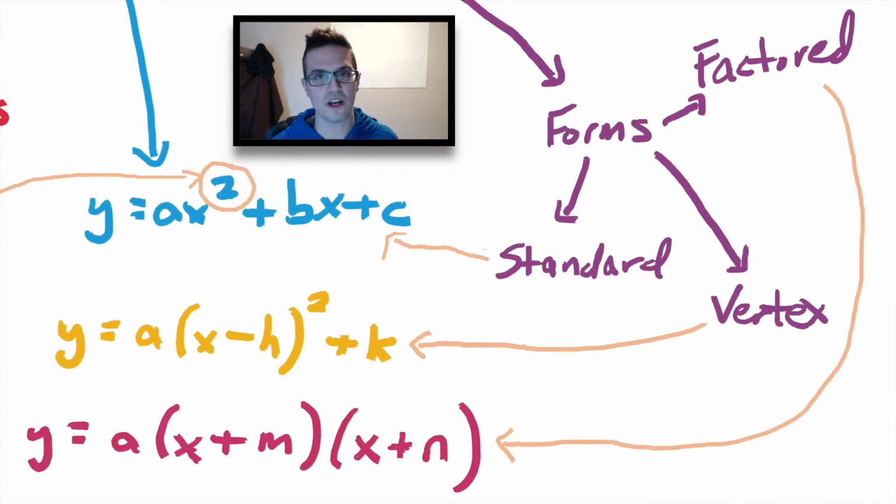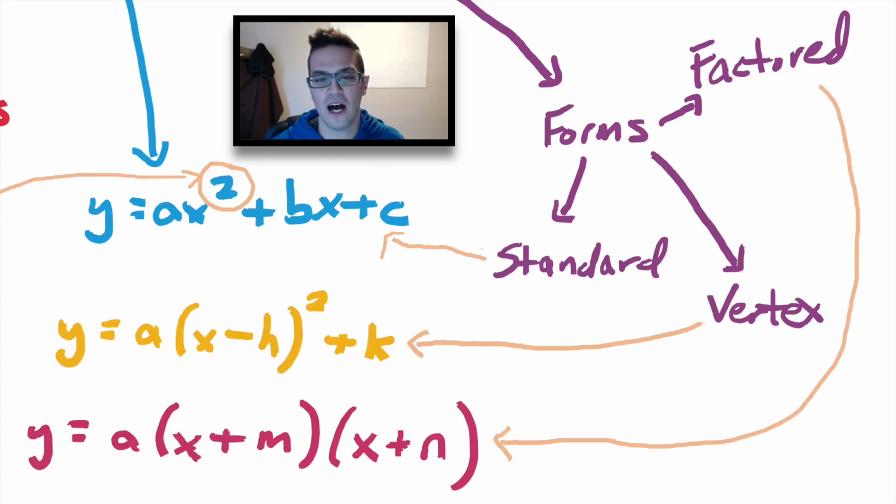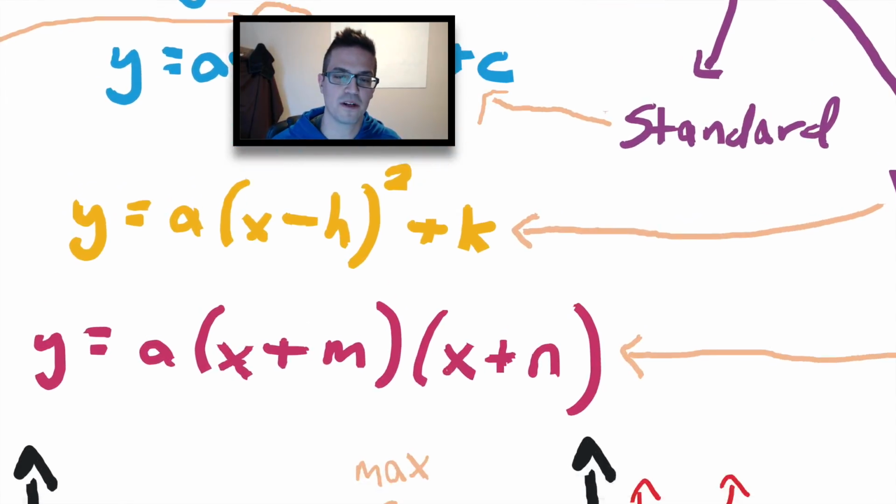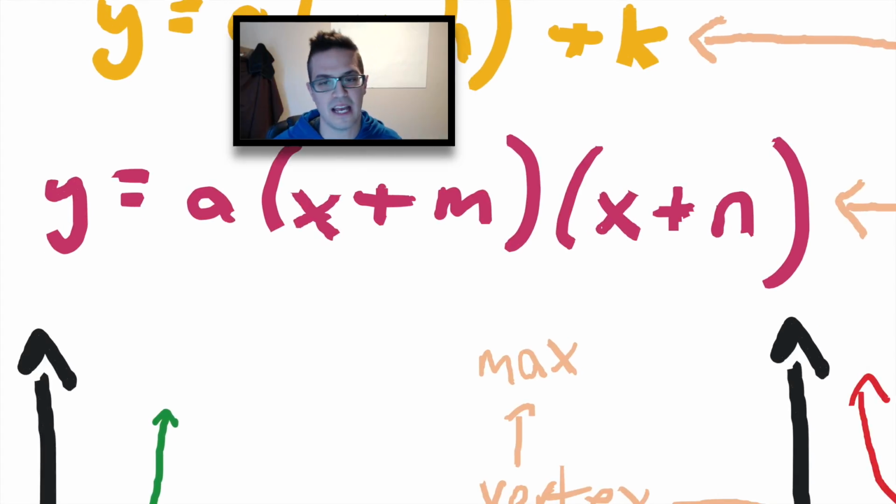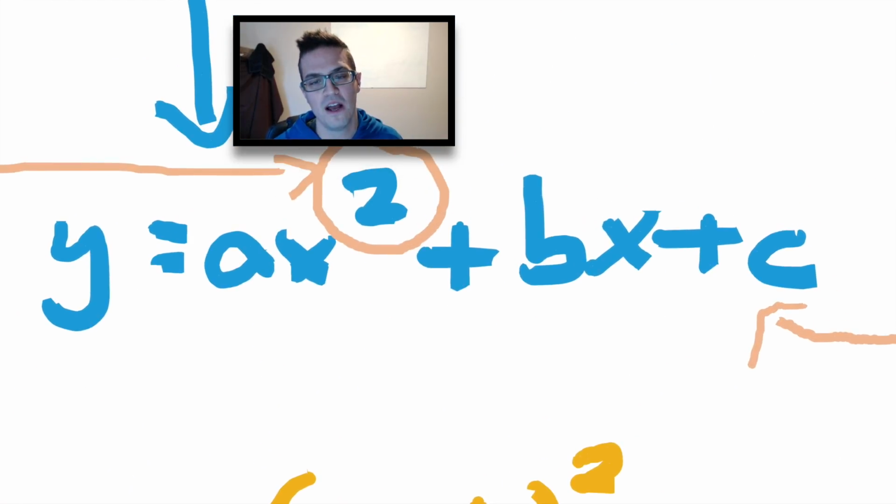Now, there are other forms of quadratic equations that you can have as well. We already went over factored form in the previous unit, but factored form looks like this, where it's y equals a times the quantity x plus m times the quantity x plus n. Now, that is a way of looking at a factored form of a quadratic. If you expanded this all out, it would go right back to that standard form.